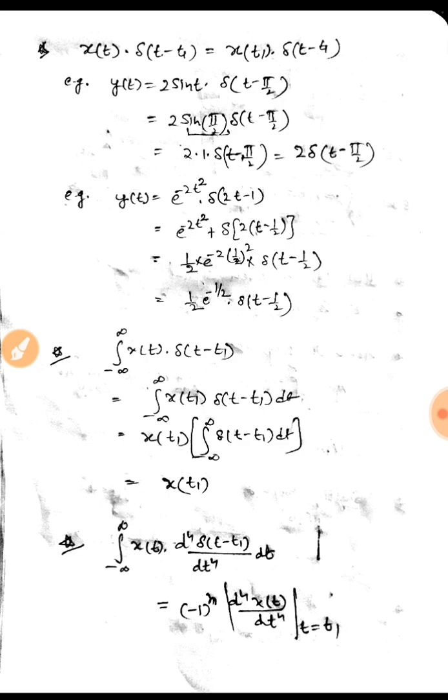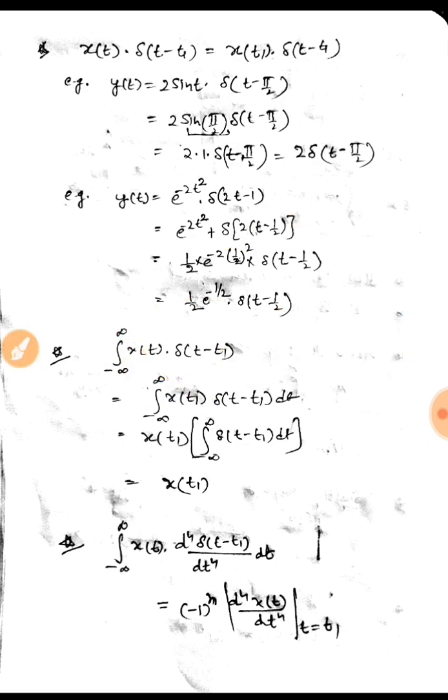Now let's see another example. If we have e raised to power minus 2t square into delta 2t minus 1, this is our x(t). I will calculate x of 1 by 2 in this, as I have taken 2 common outside the bracket, so it remains t minus 1 by 2, that is, the time is shifted by 1 by 2. So I would take x of 1 by 2 into delta 2t minus 1.